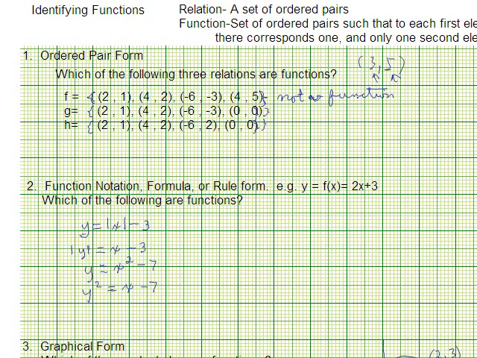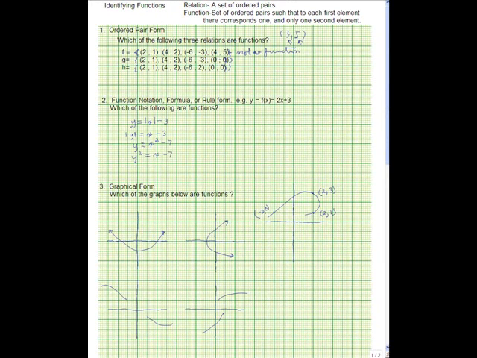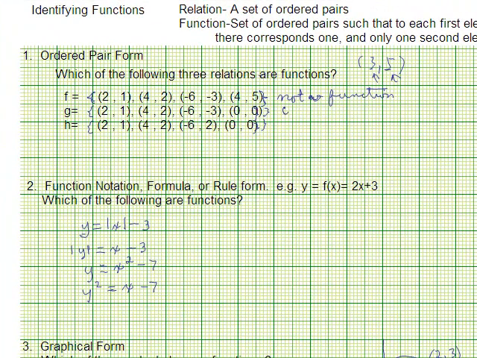Let's take a look at the second one. Again, the 2 corresponds only to the 1. Here there's only one ordered pair with a 4 in it, so the 4 corresponds only to the 2, the -6 only to the -3, and the 0 corresponds only to the 0. So if I pick a first element x, I know for sure what I'm going to get for my second element y. And that makes it a function.